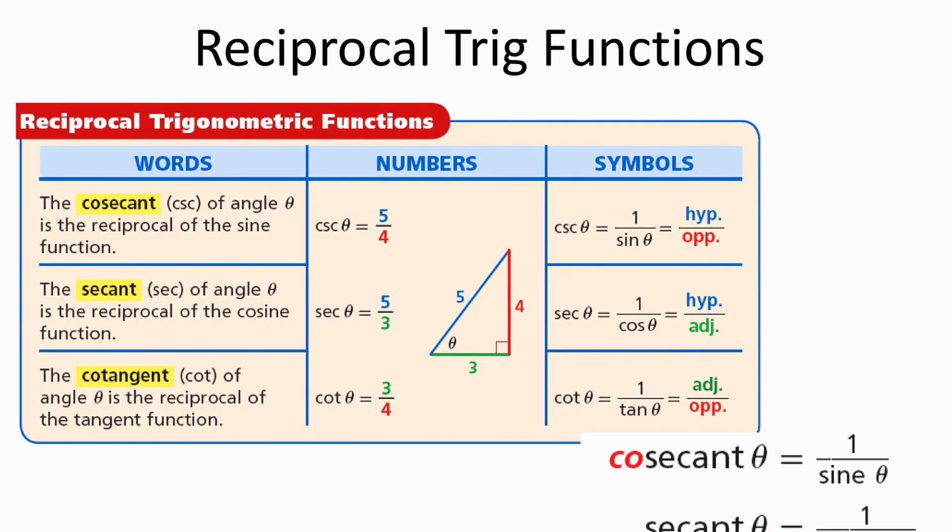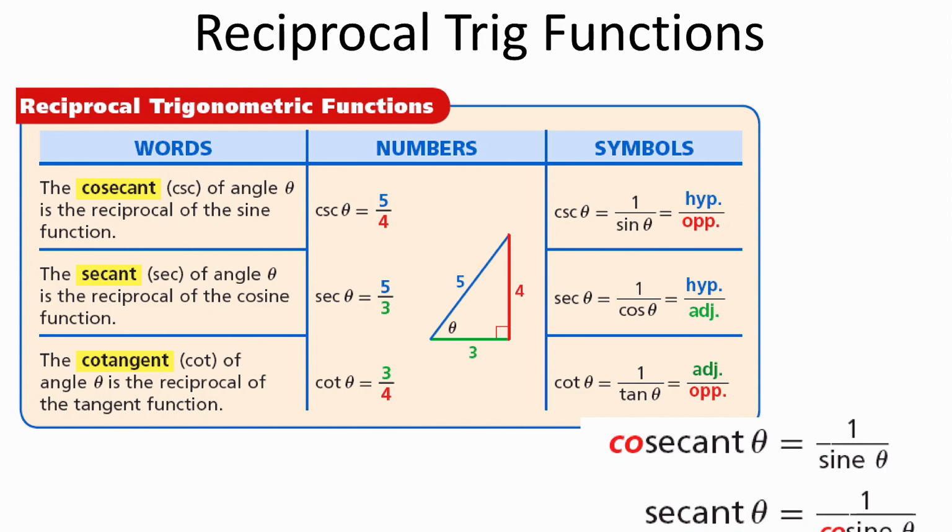Thinking about that in terms of opposite, adjacent, hypotenuse, if sine is opposite over hypotenuse, cosecant would be the reciprocal, hypotenuse over opposite. Secant, abbreviated SEC, is the reciprocal of cosine. So if cosine is adjacent over hypotenuse, secant would be hypotenuse over adjacent. Cotangent, abbreviated COT, is the reciprocal of tangent. So tangent's opposite over adjacent, and the reciprocal would be adjacent over opposite.